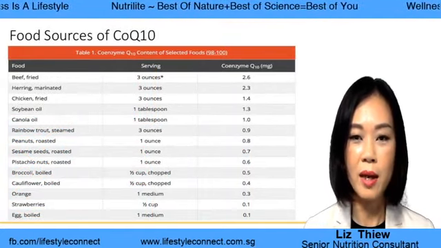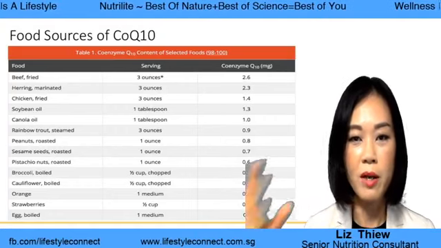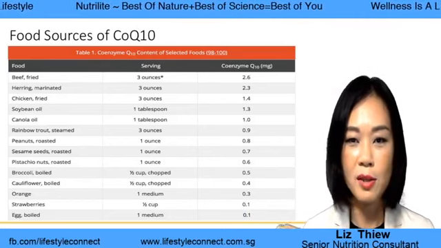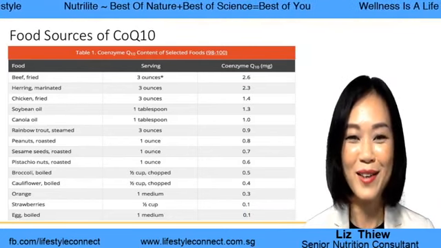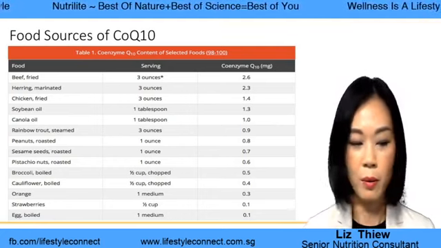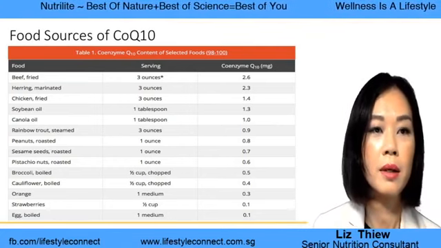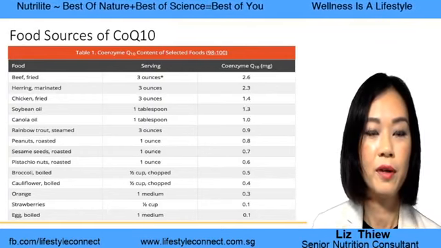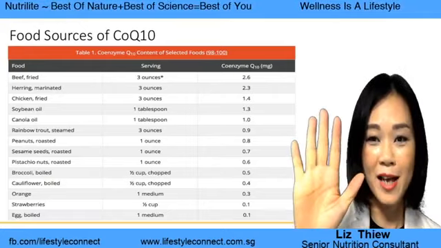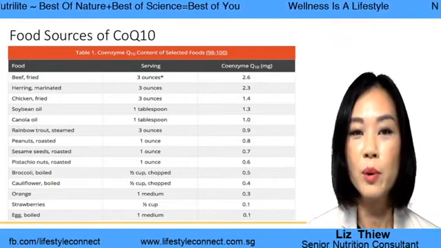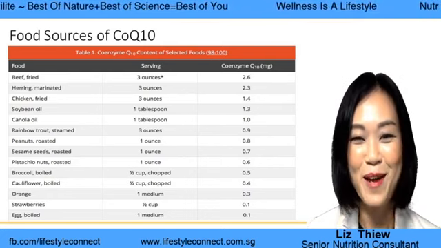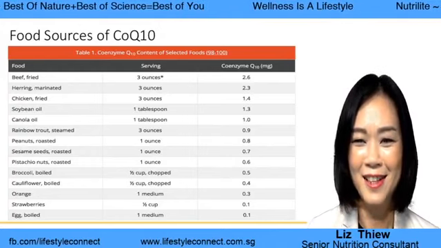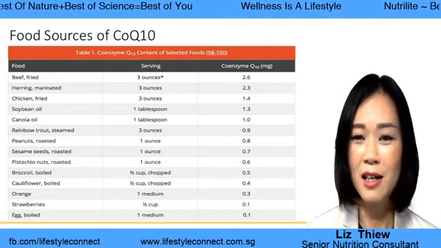So some food sources for coenzyme Q10. Just now I showed you that it's from oily fish and organ meat. So we want to know how much of it is required, how much to eat, so that you can get enough, right? If you can see from the chart, 3 ounces of beef, about palm size, will only give you 2.6 mg. So imagine if you want to take 30 mg, how much beef you need to eat? It's a lot of beef. Right? A lot of beef.